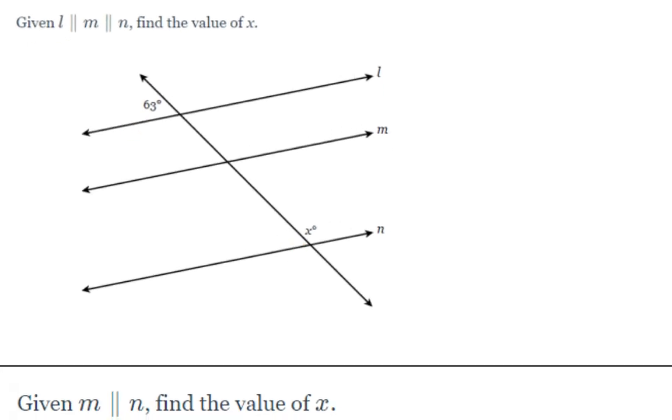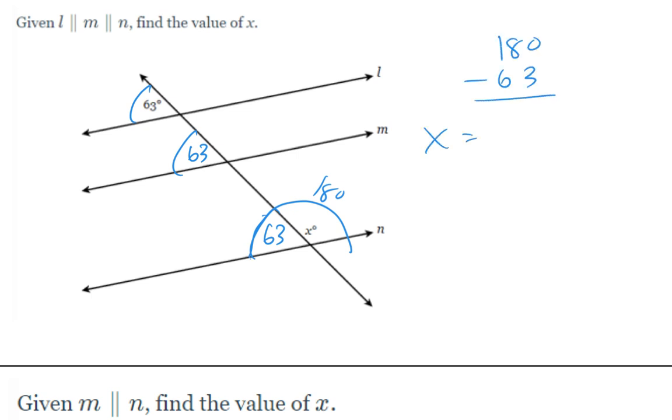63 and X. How would we find that? Well, here's where we break it down. If that's 63, then that one has to be 63, right? And so then these have to add to 180, right? So I would say it's going to be 180 minus 63 would give me X. So that's going to be equal to 117 degrees. Okay, so simple as that.